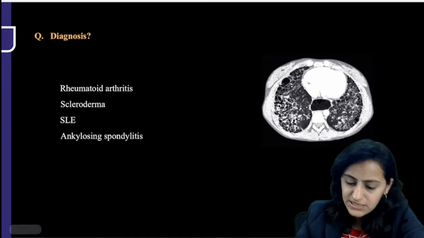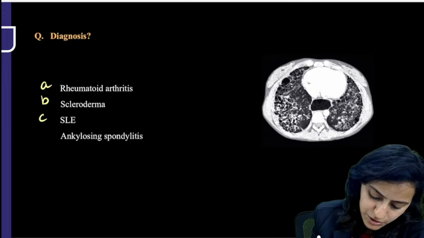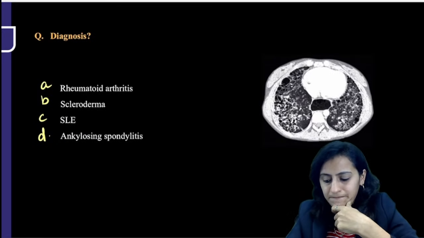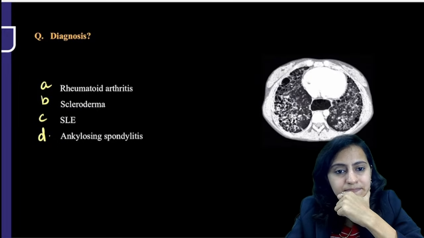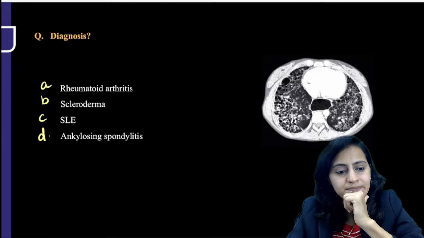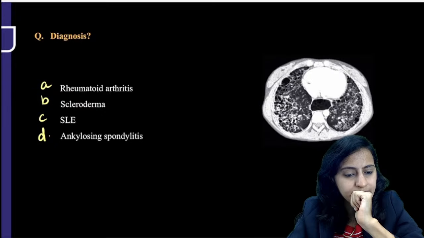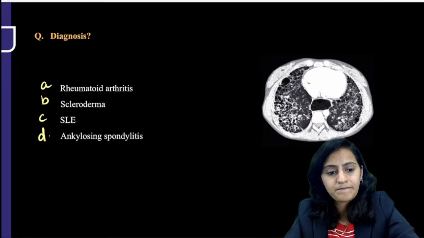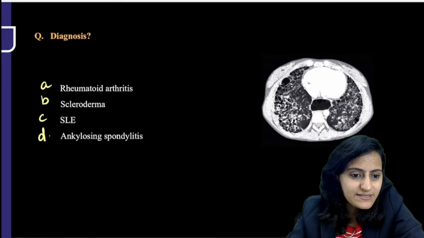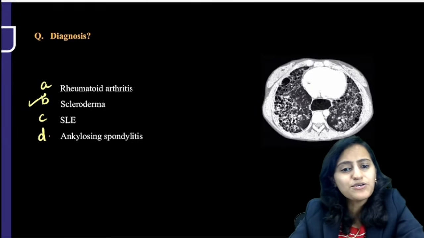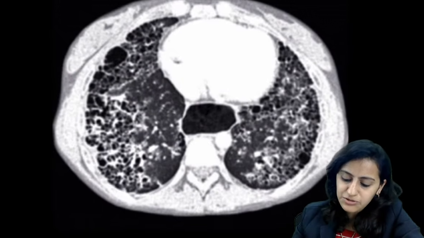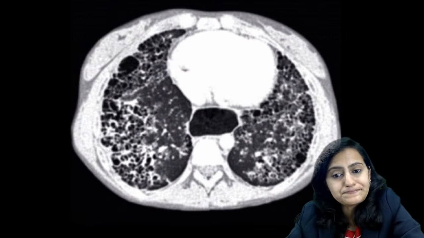Next one. Interesting question. Look at the image. Tell me, what do you think is the diagnosis in this case? Yes, very good. This is scleroderma. Now, why do you call it scleroderma? What is the major clue here in the CT image to tell you that this is scleroderma?